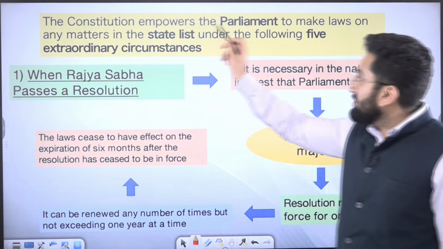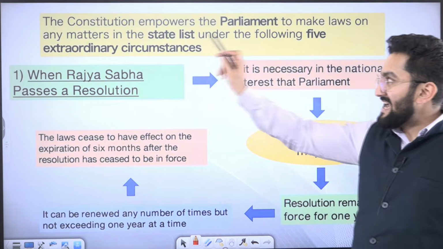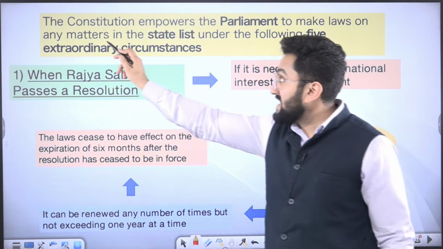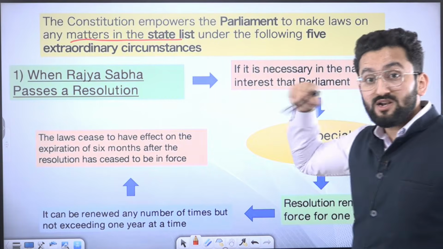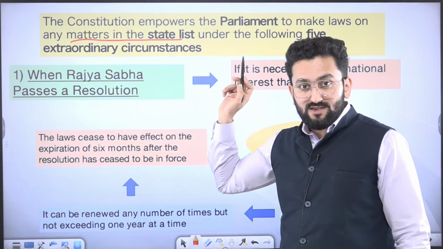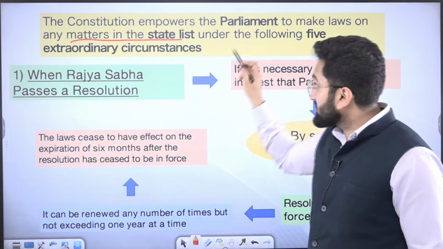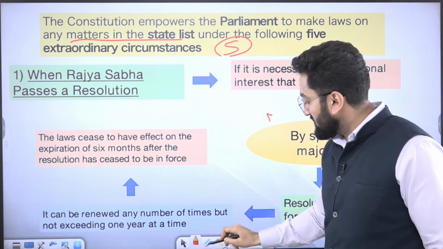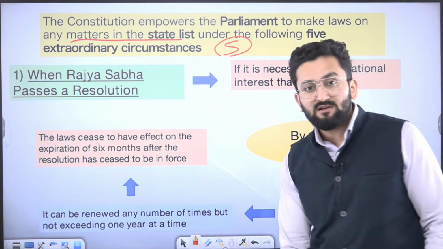So the constitution empowers the Parliament to make law on any matter in the state list. Please remember, any matter in the state list. But what is the condition? 5 extraordinary circumstances. In 5 extraordinary circumstances, please remember, Parliament can make law on any matter in the state list.